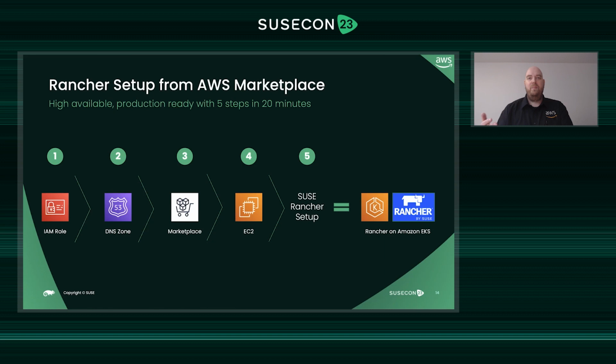And what then will happen is the Rancher setup does all the heavy lifting for you. So it deploys a VPC, subnets, spins up an EKS cluster, deploys Rancher on top of EKS, configures load balancing for the Rancher UI and API, and creates a DNS record so that you can access Rancher.